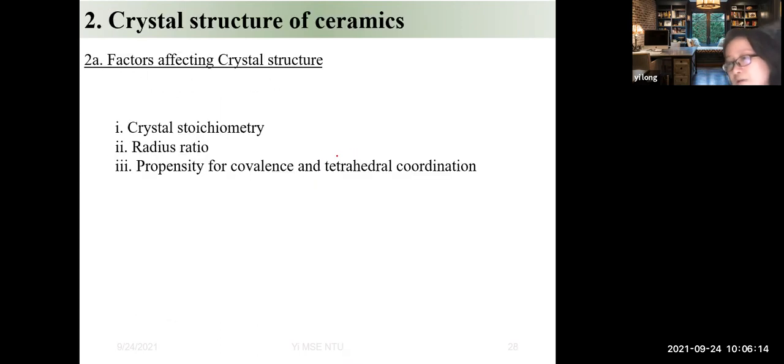Okay, good. So continue. There are three factors. The first factor, the crystal stoichiometry. The second one is radius ratio. The third one is propensity for covalency and the tetrahedral coordination. Okay, even difficult to read, right? But it's super important later.